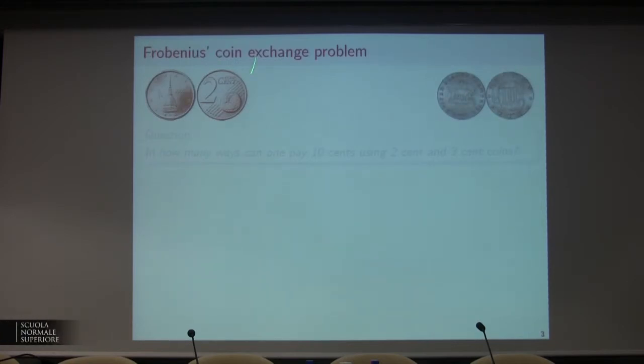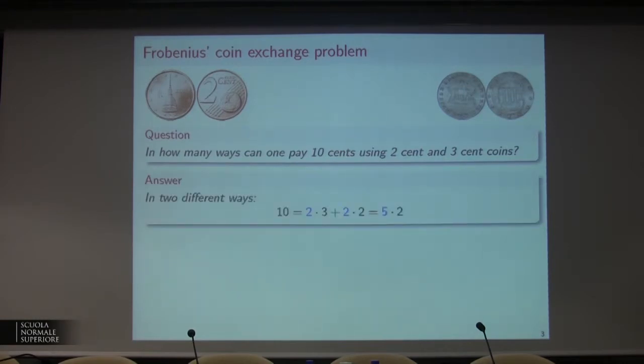Suppose you have a bunch of 2 and 3 cent coins. You want to pay me 10 cents. In how many different ways can you do this? Okay, I guess everyone has figured this out, that there are 2 different ways of doing this. Namely, you can give me 2 threes and 2 twos, or 5 twos plus... 3 plus 3 plus 2 plus 2, or 5 plus 2.